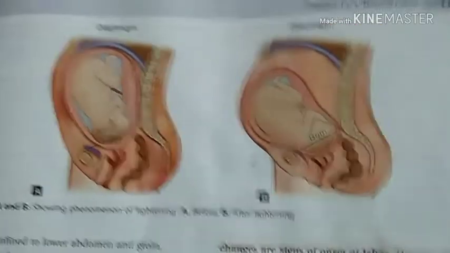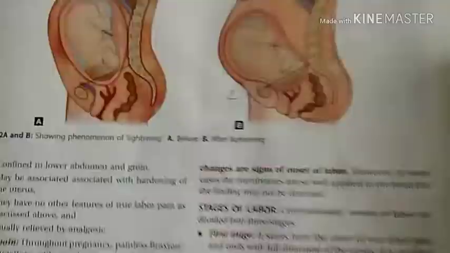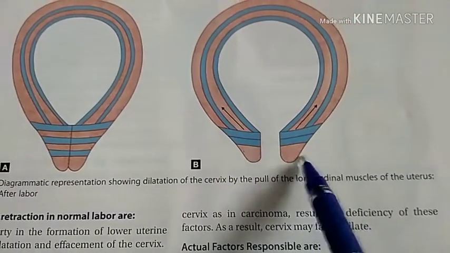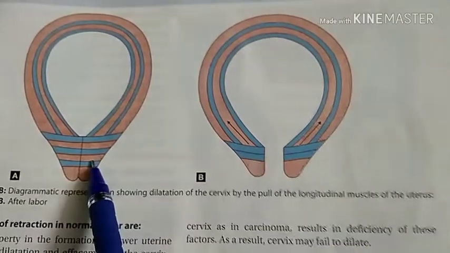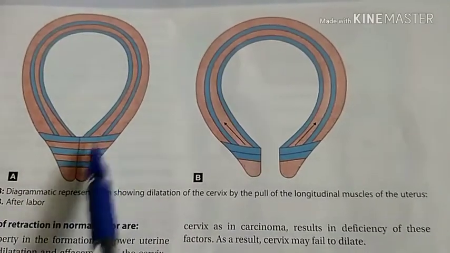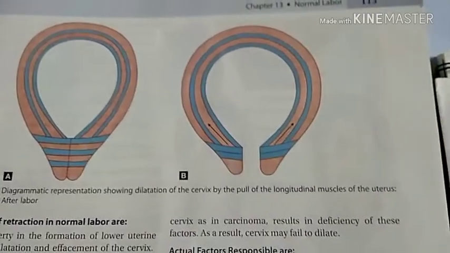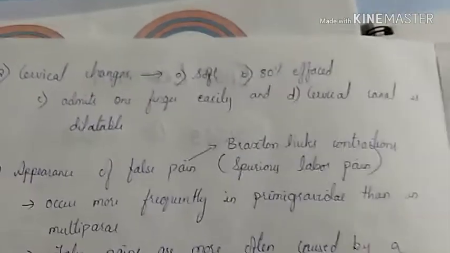The next change which occurs is the cervical changes, that is, the cervix becomes soft and 80% effaced. Effacement is the thinning of the cervix. Here is the thinning of the cervix, and this thinning itself is called effacement. This is the cervix where no effacement has taken place. So it admits one finger easily and the cervical canal is dilatable.